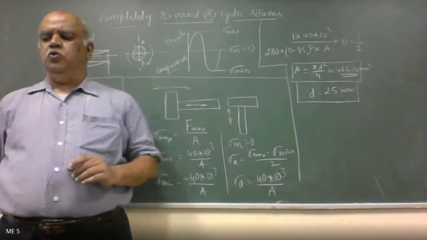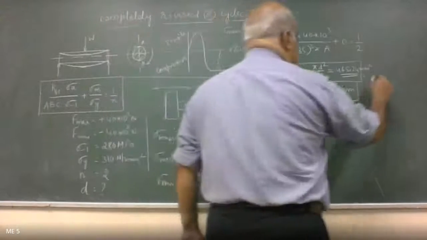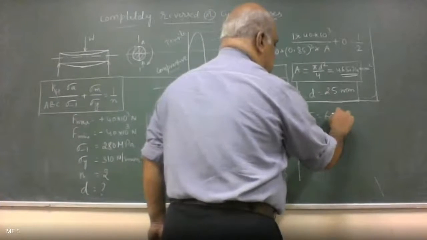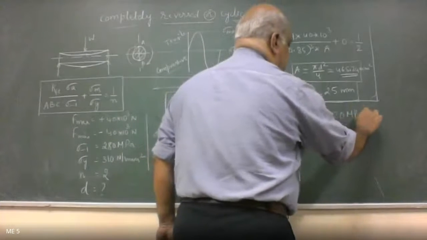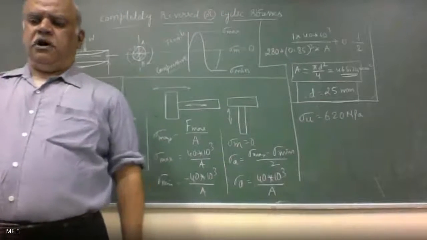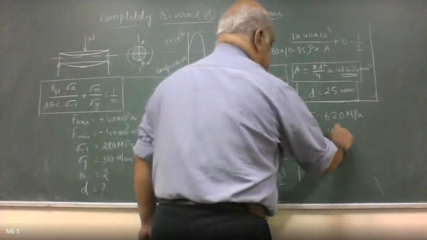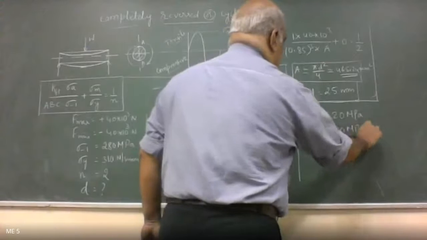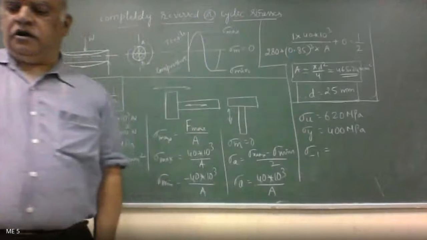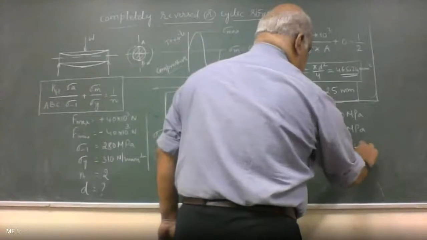Having sigma u, sigma ultimate, okay? Sigma u is equal to 620 megapascal, comma, sigma y is equal to 400 megapascal. That is yield stress, 400 megapascal, and sigma endurance is equal to 345 megapascal.